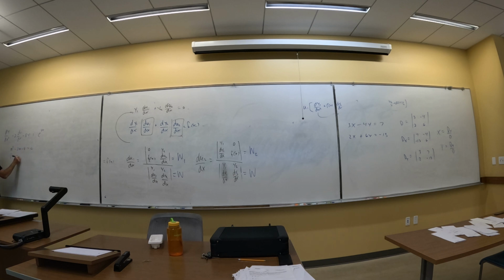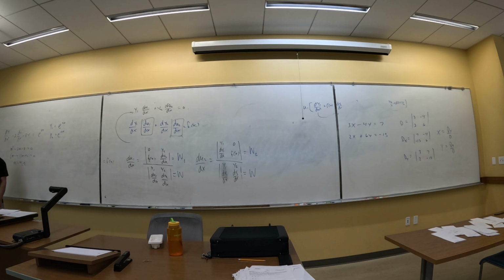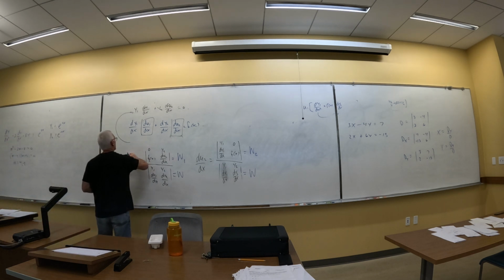So m minus 4, m plus 2. The solutions to my auxiliary equation are 4 or negative 2? So y1 is what? e to the 4x. And y2 is? e to the negative 2x. Everybody cool with that? So now I start the problem.